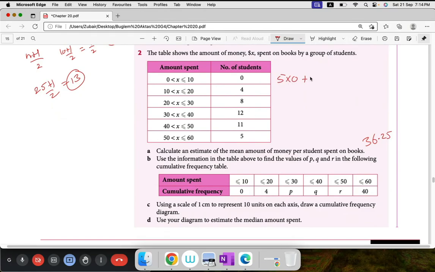Yes. 5 into 0, 15 into 4, 25 into 8, 35 into 12, 45 into 11, 55. Oh, I don't think I added the extra 5. I only did 4 plus 8 plus 12 plus 11. I'm just gonna add that 5 as well.